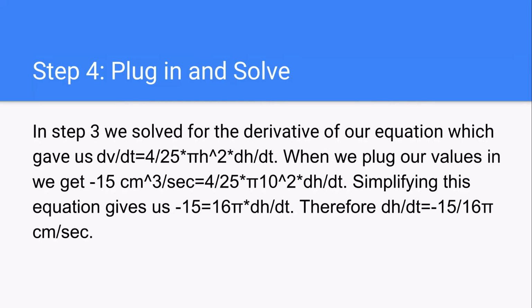Now, remember, we are trying to solve for the rate of the height when the water is at half of the height. Therefore, dh over dt equals negative 15 divided by 16 pi centimeters per second.